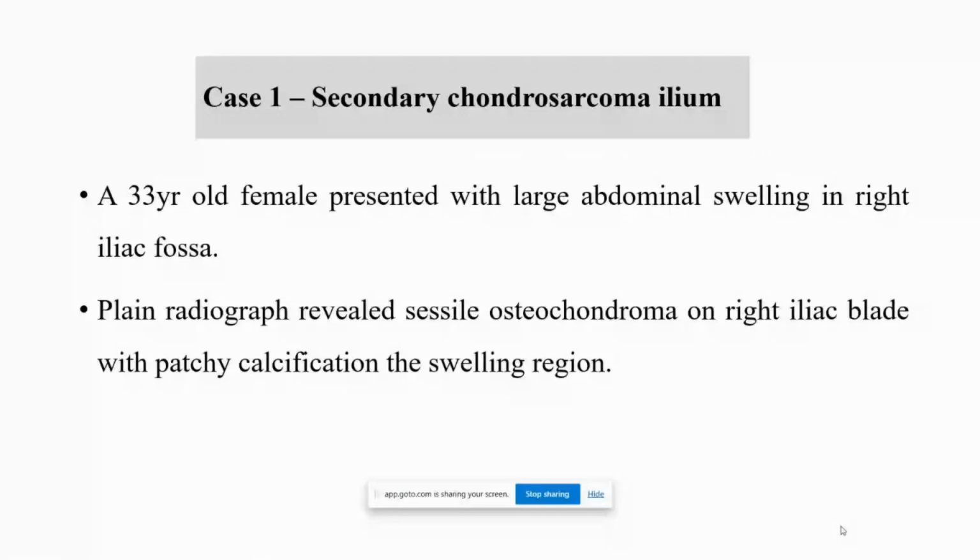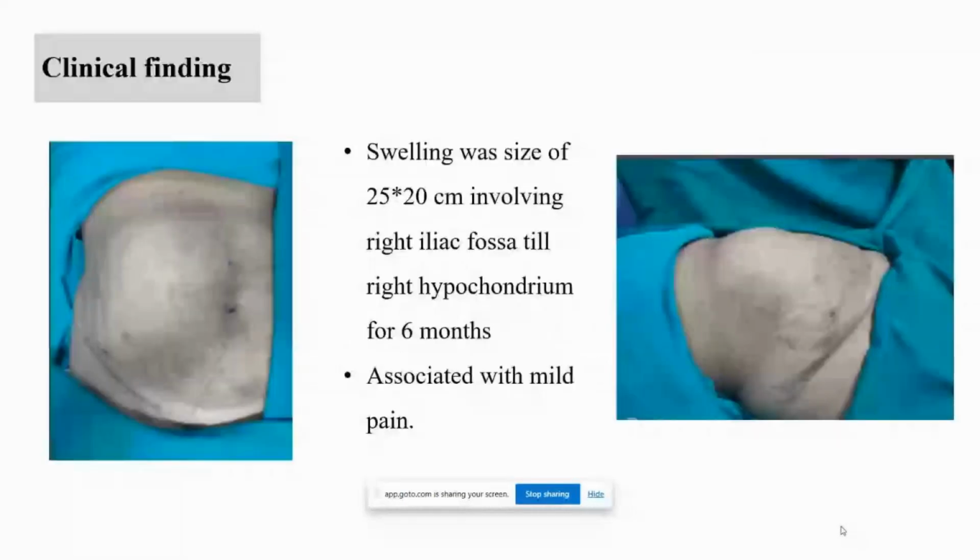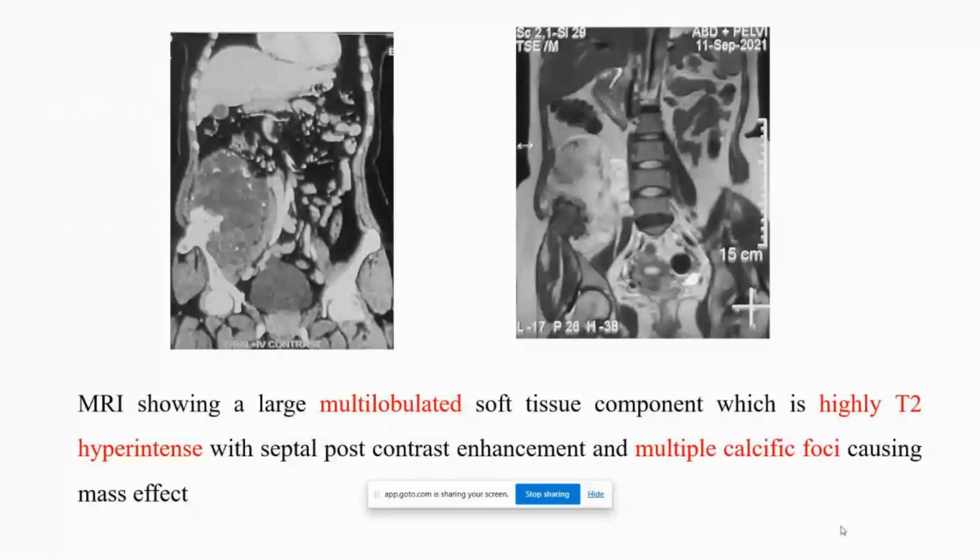So this is our first case, pelvic bone. A 33-year-old male presented with large abdominal swelling in the right iliac fossa, and plain X-ray showed a lesion in the right iliac blade with patchy calcification. This is the tumor. Swelling size was around 20 centimeters, extending from the iliac fossa to the right hypochondrium. It's a very big tumor. This is the X-ray of that patient. Like a large multilobated tumor. So these are the tumors.